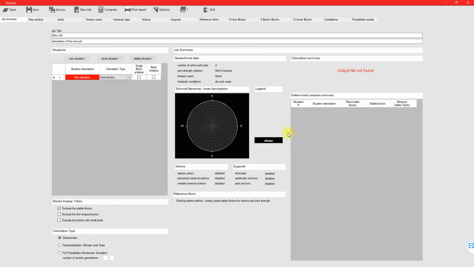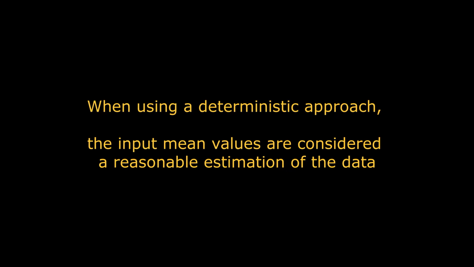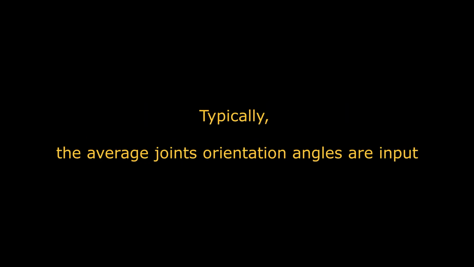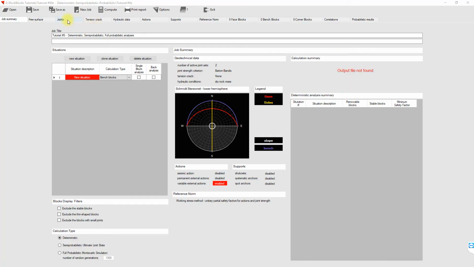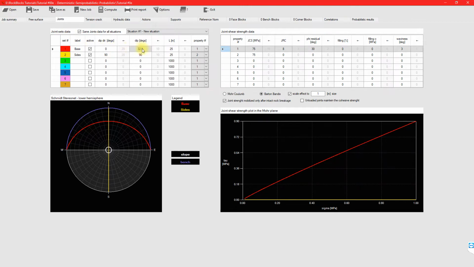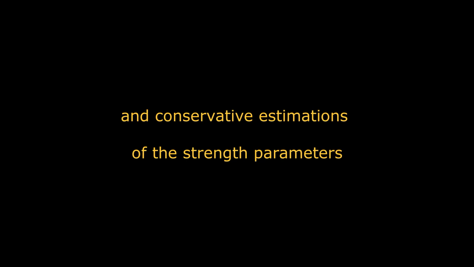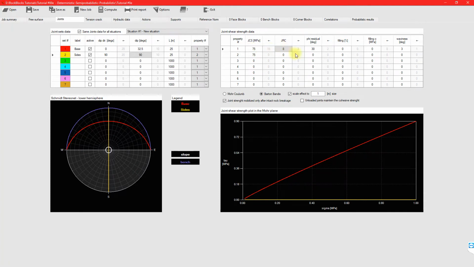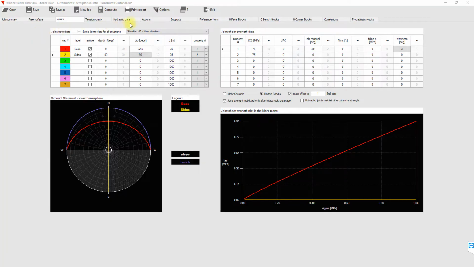Deterministic analysis. Open the job file tutorial number 1E, where the deterministic analysis option is selected. When using a deterministic approach, the input mean values are considered a reasonable estimation of the data. Typically, the average joint's orientation angles are input, and conservative estimations of the strength parameters, and conservative estimations of the actions too.